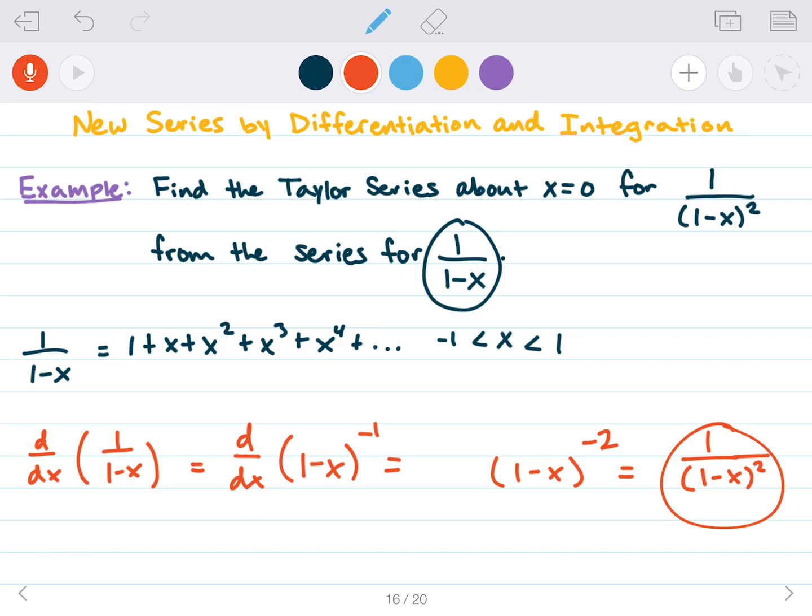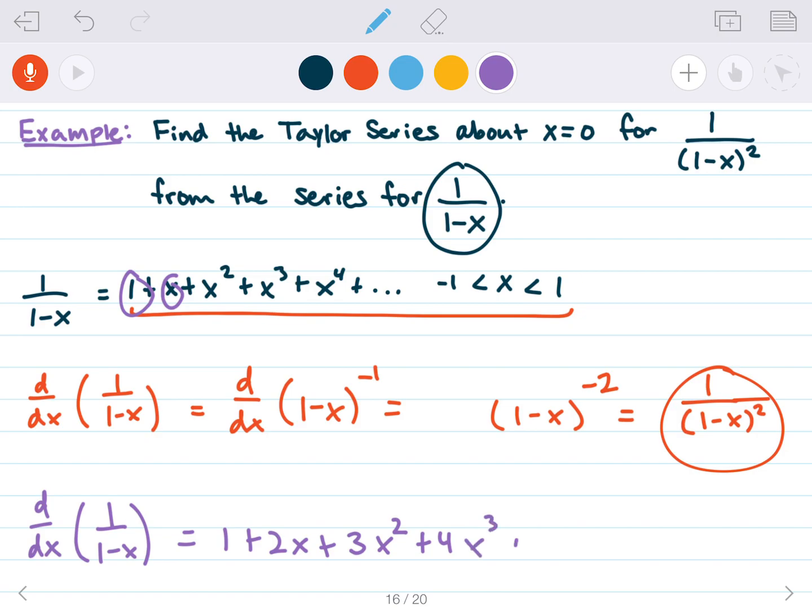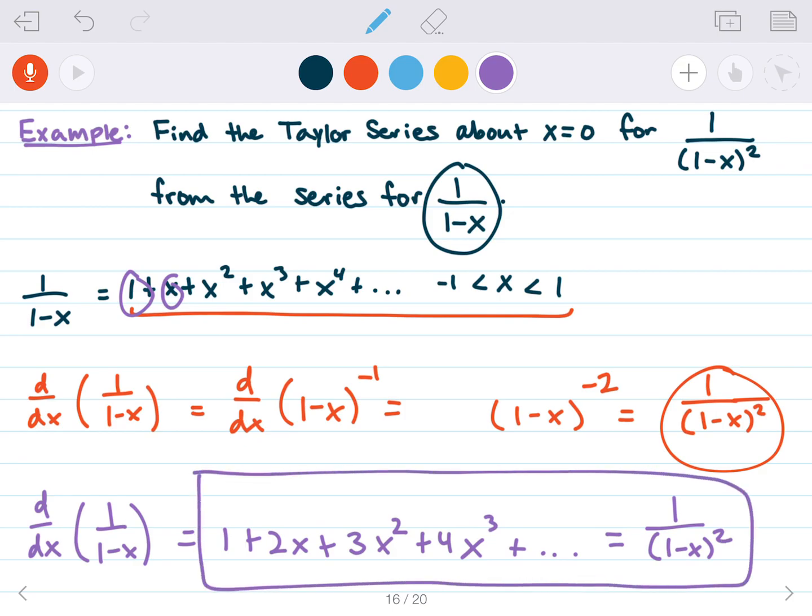So what I'm going to do is take the derivative of all of these terms, and that's going to give me the Taylor series for 1 over 1 minus x squared. So let's go ahead and do that. Let's write it like this: d/dx of 1 over 1 minus x. If I differentiate term by term, I just get 1 plus 2x plus 3x squared plus 4x cubed plus dot dot dot. This is the derivative of the Taylor series of 1 over 1 minus x, so it is going to be the Taylor series for 1 over 1 minus x squared. So this right here is going to be our Taylor series expansion.